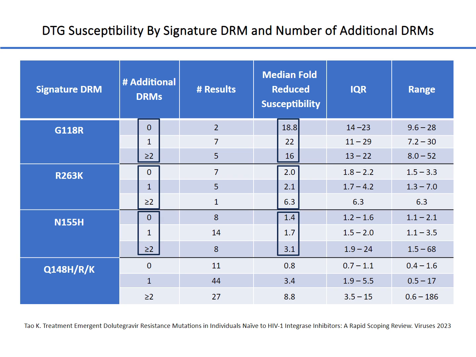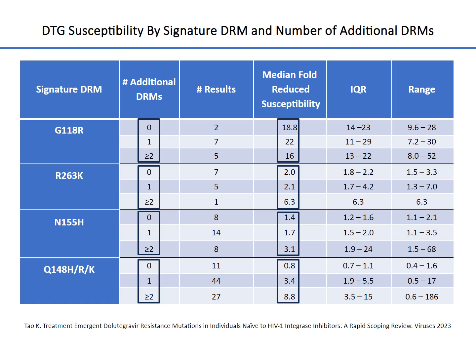N155H alone conferred a median 1.4-fold reduction in dolutegravir susceptibility. With one or more additional non-signature drug resistance mutations, it conferred a median 2.0-fold reduction in susceptibility. One isolate with three additional non-signature mutations had a 68-fold reduced susceptibility.